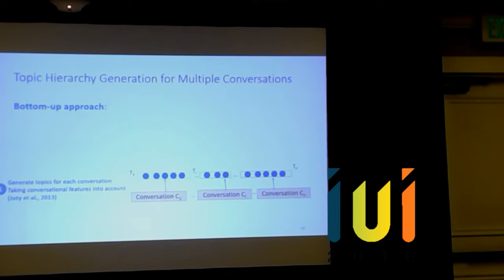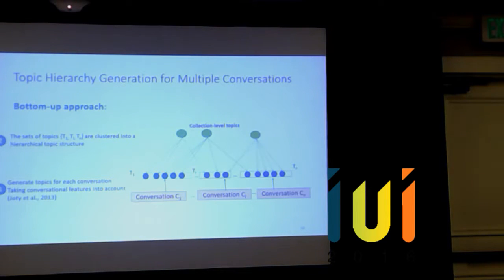And these topics are generated by taking advantage of the conversational features into account, such as the reply relationship between comments. Now, one could imagine when we generate the topic hierarchy, a top-down approach could be more appropriate. However, given the fact that we need to take advantage of these conversational features in order to improve the accuracy of the topic model, we decided to design it using a bottom-up approach. So we first generate the topics for each conversation, and then we cluster this set of topics into a hierarchy.